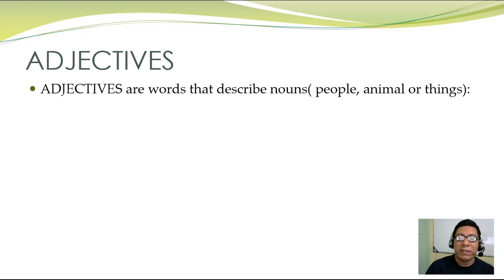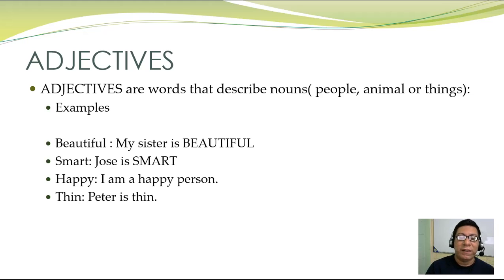Let's start remembering the concept or the meaning of adjectives. Adjectives are words that describe nouns, people, animals, or things. We have some examples here. We have the word beautiful, smart, happy, and thin. And then we have some sentences so you can check it. For example, my sister is beautiful. Jose is smart. I am a happy person and Peter is thin. All these examples, we are using adjectives with them. So that's normal. You learn all the adjectives and then you can start describing people, animals, or things.